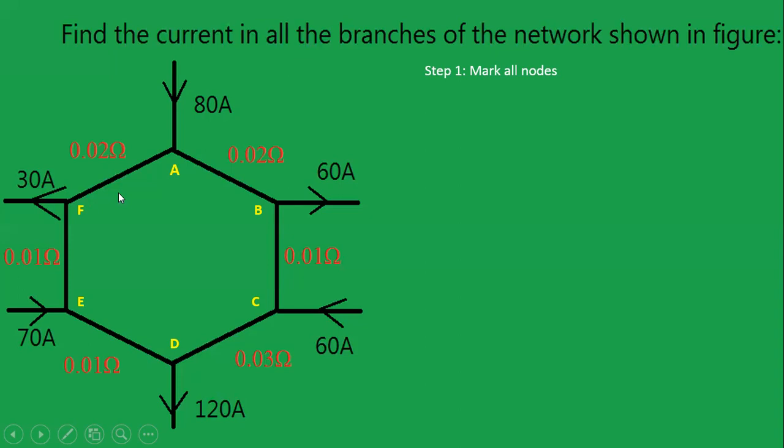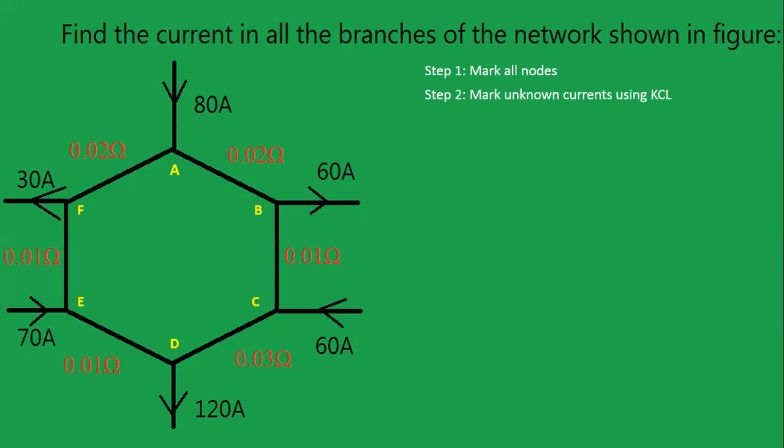The next step is to mark the unknown currents. So let us assume the direction of unknown currents in these branches. Let us assume that the current is flowing from A to B, B to C, C to D, D to E, E to F, and F to A. That is, let us assume that the current is flowing in clockwise direction in this loop.